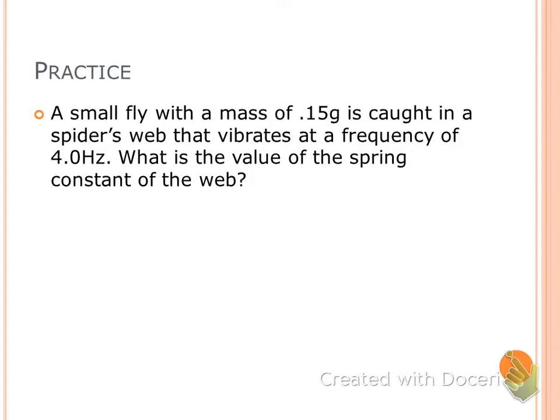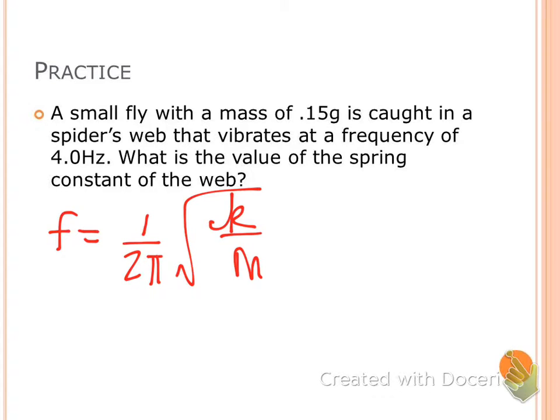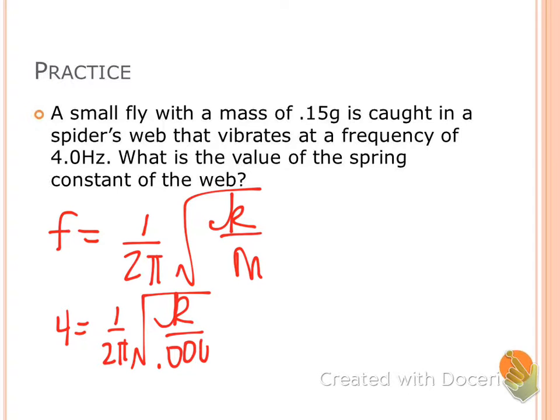All right, so this is using our new frequency equation. Frequency equals 1 over 2 pi square root of k over m. We're given our frequency of 4, and we're solving for k. So we're going to have to unpack this mathematically a little bit. Did everyone remember to convert their grams to kilograms? 0.00015.